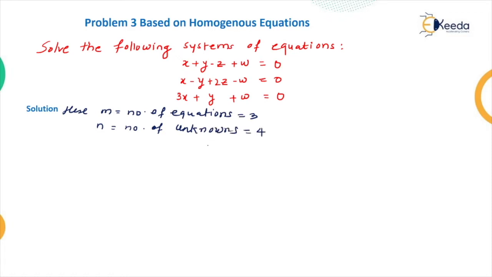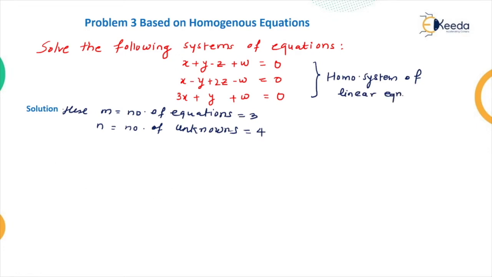So here m is not equal to n, meaning the number of rows is not equal to the number of columns. But you observe very well that the RHS of all the equations is 0. That's why this is a homogeneous system of linear equations, and we have to solve this.